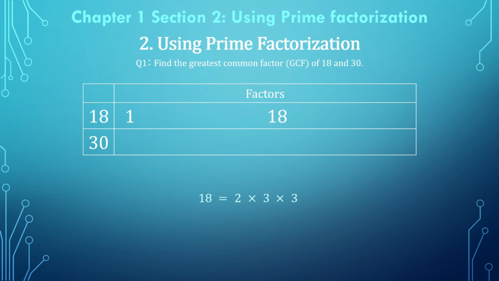For 18, you can immediately say that 1 and 18 are factors. 18 has 2 and 3 as factors. And 2 times 3 equals 6. So 6 is also a factor. 18 has 2 3's when it's factorized. So 3 times 3, giving 9, is also a factor. You can stop the video here to practice with 30.